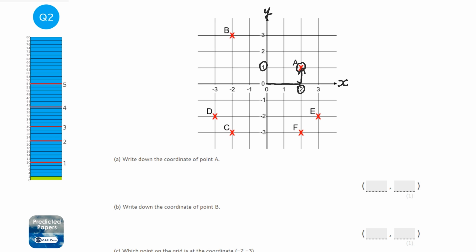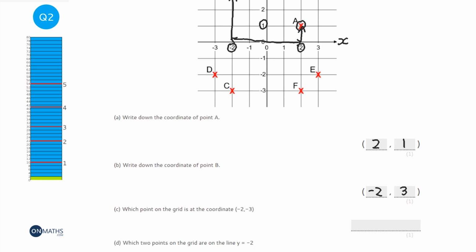So the coordinate is 2 because we go 2 to the right from the middle, and 1 because we go 1 up. Now coordinate B is the same, so we're going along the corridor to -2 and then up 3. So along 2, or we'll go to the left 2 and up 3.